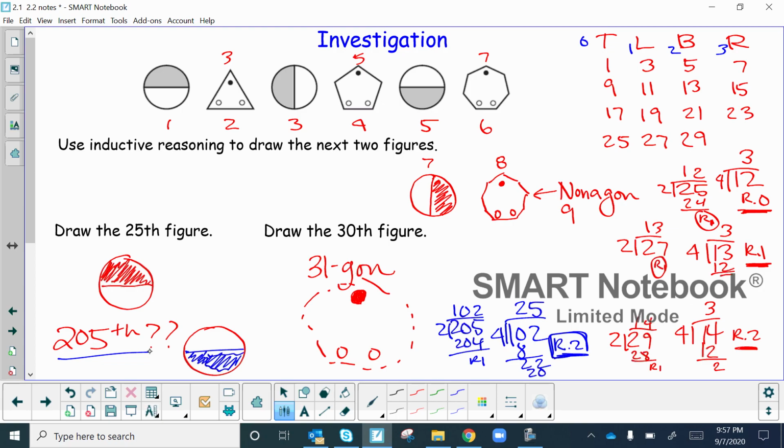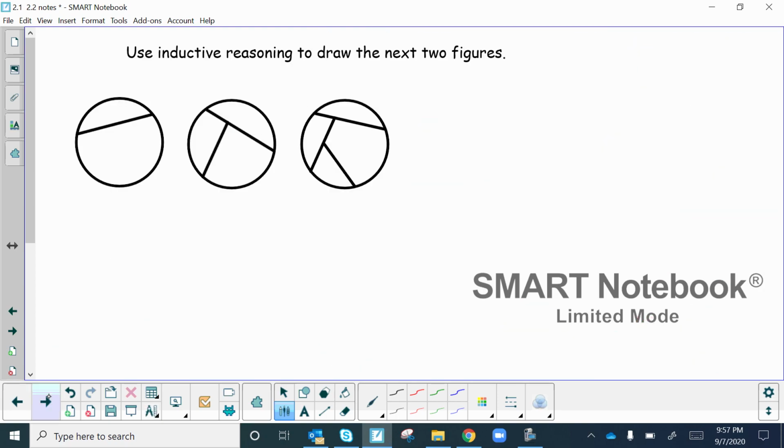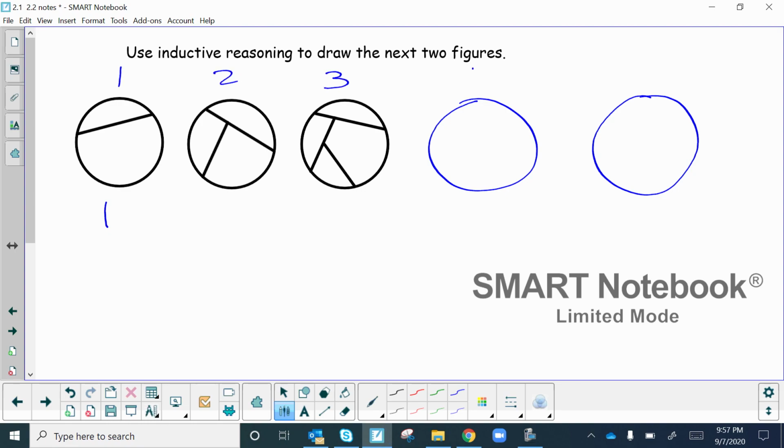All right, so there's a picture pattern. Let's try one more picture pattern. It says use inductive reasoning to draw the next 2 figures. Okay, so just the next 2. So obviously they're all circles, so I know we're going to have circles here. In the first one, I have 1 segment. Oh, and again, I like to number the terms. So this is going to be the 4th term, and this one's going to be the 5th term, like first picture, second picture, third. This one has 1 segment inside, or a chord. Remember, those are called chords.